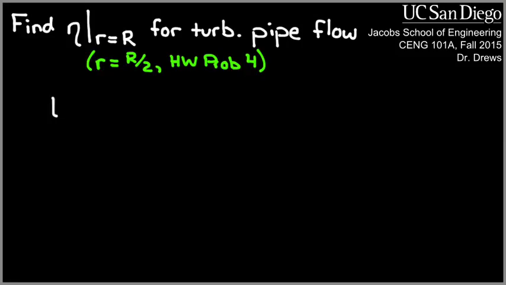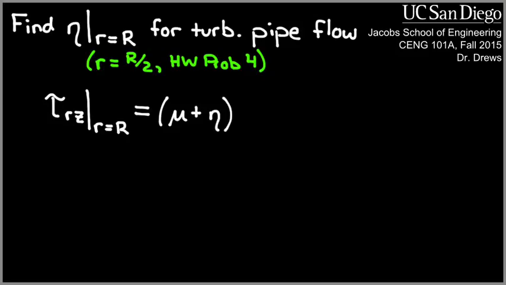Our starting location is to say I need to know tau rz, or tau yx, it doesn't really matter, you can pick one in this case, evaluated at r = R. That will be equal to mu plus eta times d v bar x, dy.